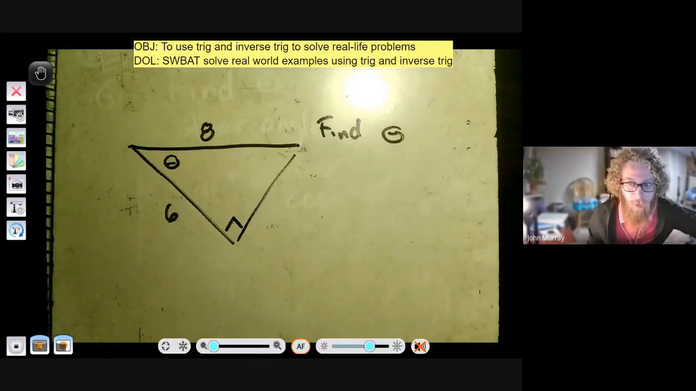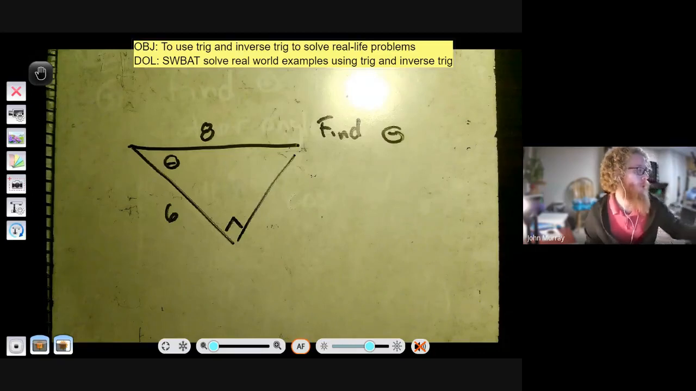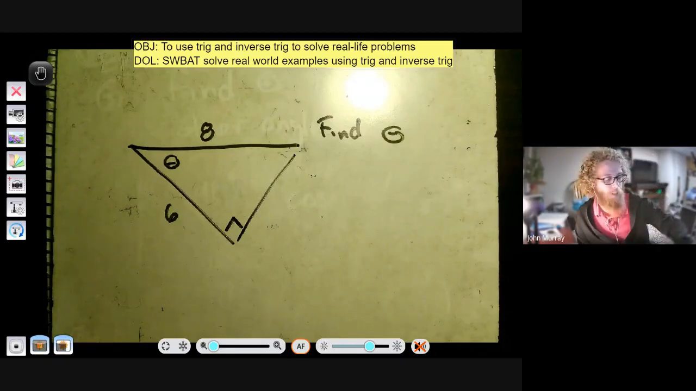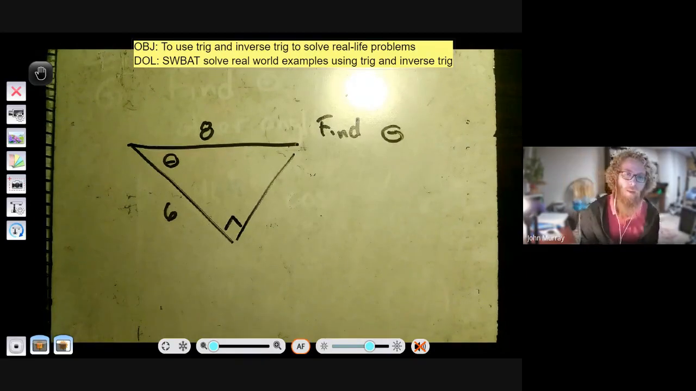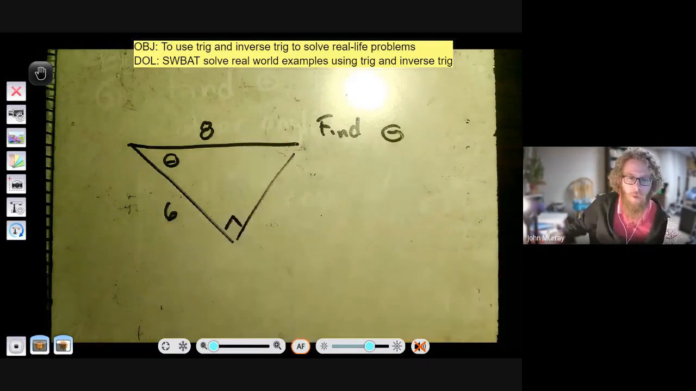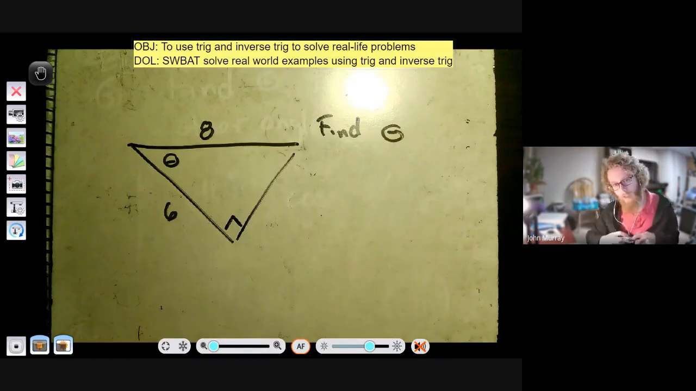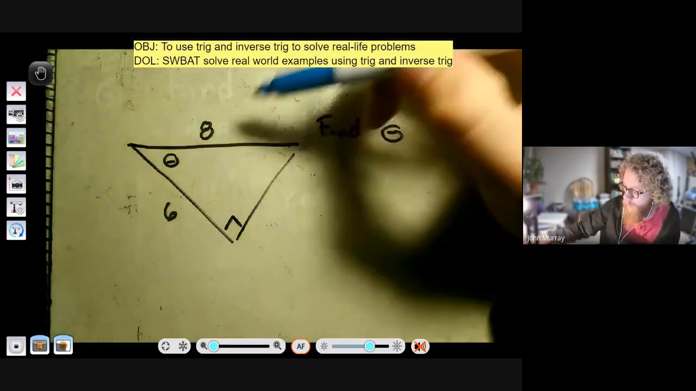All right, so let's start off by looking at the homework. For homework, you had one problem, and I asked you to find a missing angle given two sides. So here we have that triangle. We have our angle up here in the upper left corner, and we have the two values 8 and 6. Right, so again, obviously, the first thing you're going to do is label your sides.